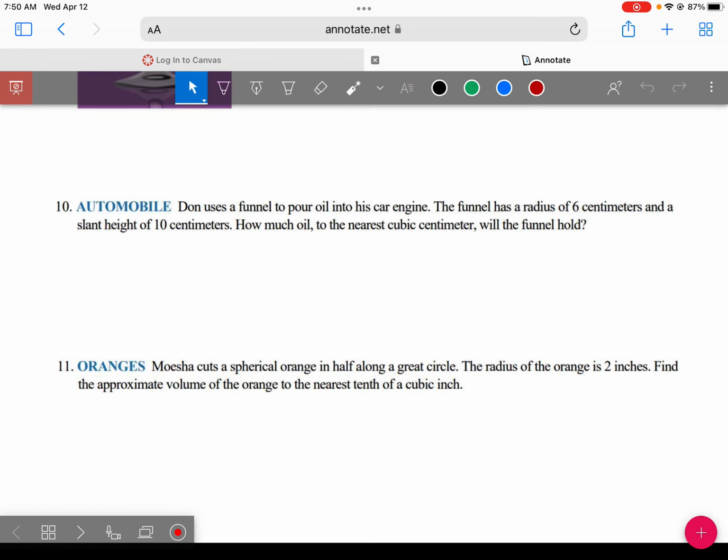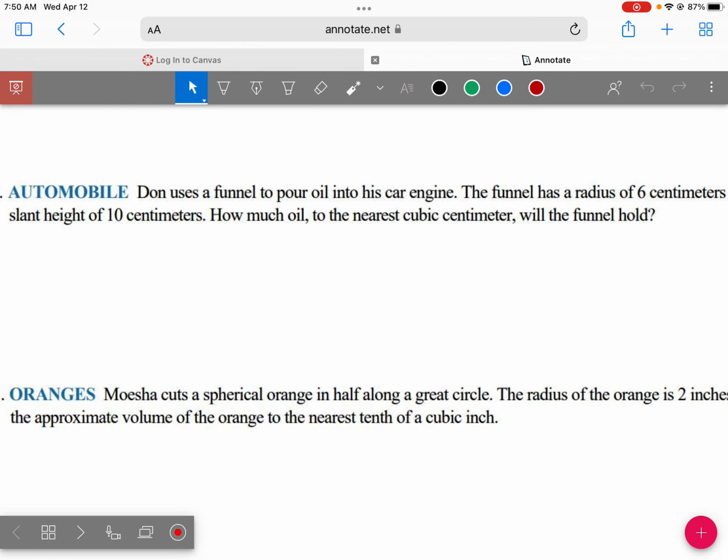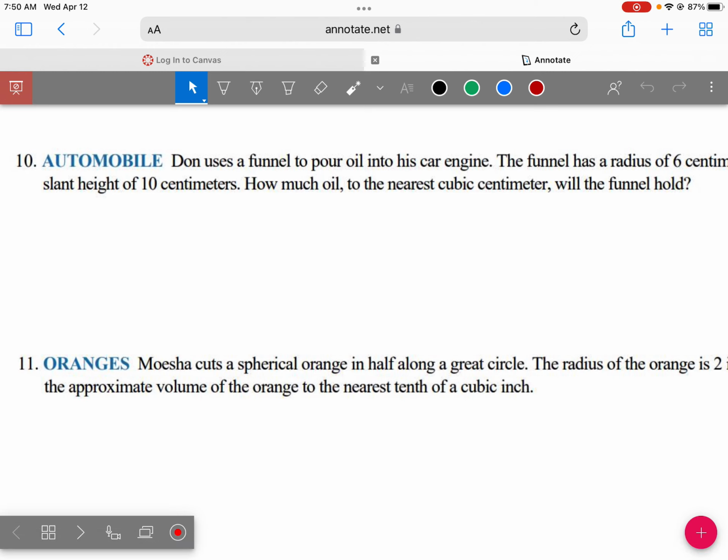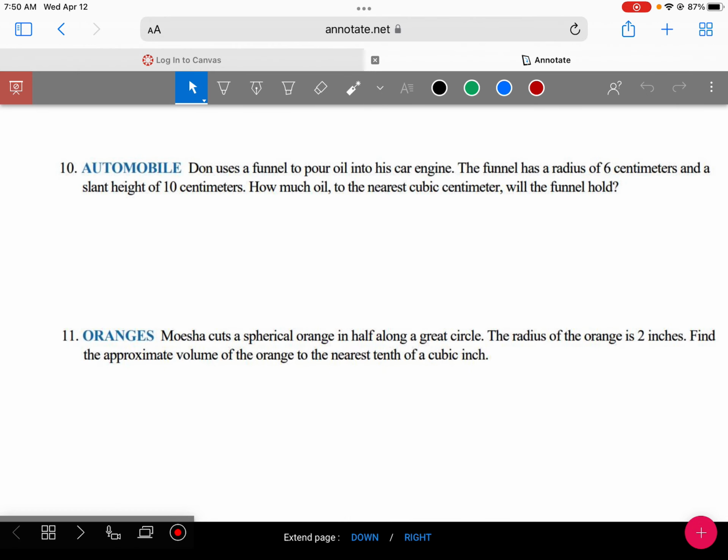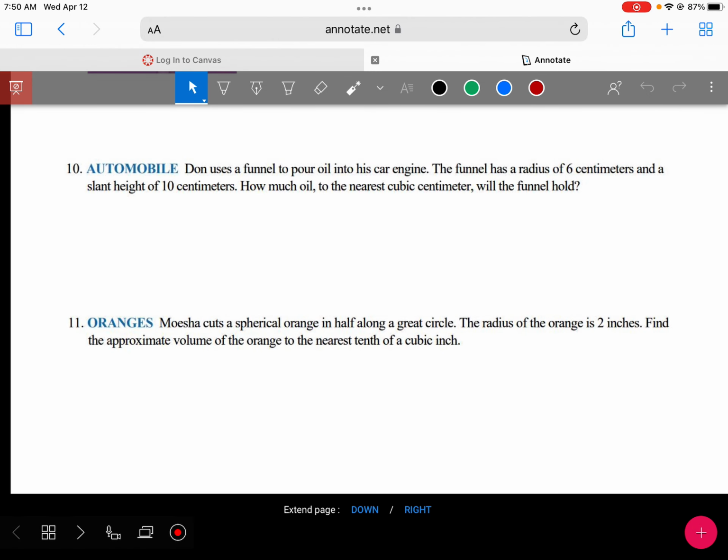Okay, that's weird. Number 10, automobile. Don uses a funnel to pour oil into his car engine. All right, first of all, hopefully maybe you know what a funnel is. If you're putting oil in, it kind of looks like this, and then usually there's something like that. It's usually a little bit longer. So the funnel has a radius of 6 centimeters.